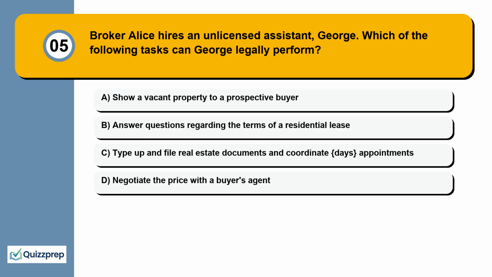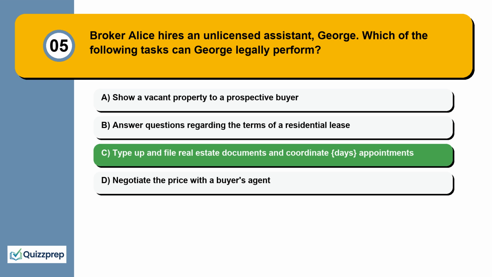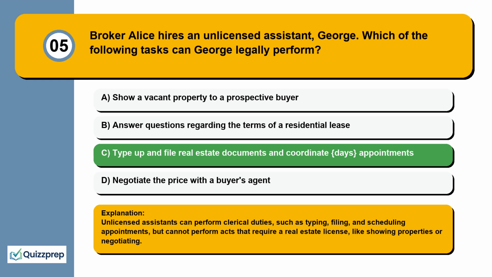Question 5. Broker Alice hires an unlicensed assistant, George. Which of the following tasks can George legally perform? Show a vacant property to a prospective buyer. Answer questions regarding the terms of a residential lease. Type up and file real estate documents and coordinate appointments. Negotiate the price with a buyer's agent. Unlicensed assistants can perform clerical duties, such as typing, filing, and scheduling appointments, but cannot perform acts that require a real estate license, like showing properties or negotiating.